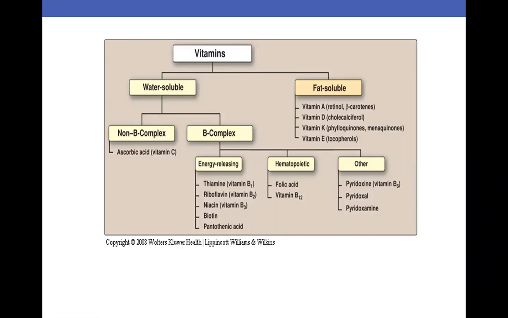But like I said before, there are 4 fat-soluble vitamins, A, D, E, and K. And then when we're talking about water-soluble, we'll mostly be focusing on the B vitamins, and I'll go very briefly into vitamin C.